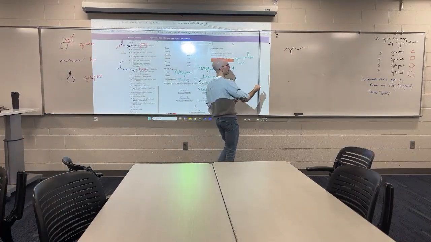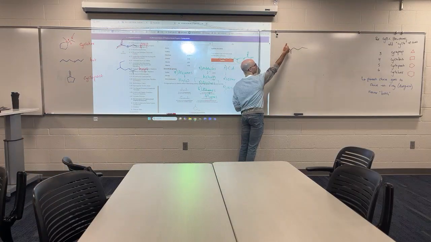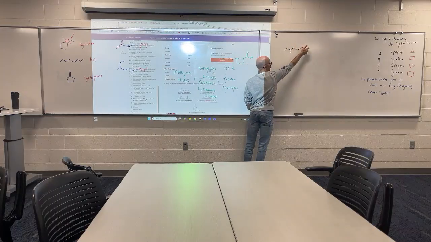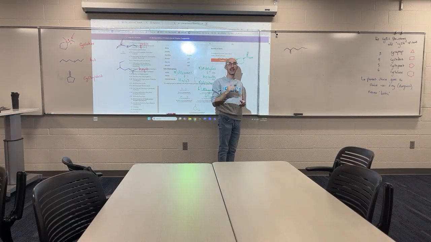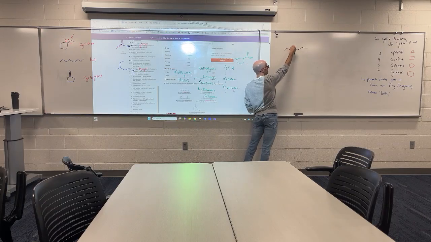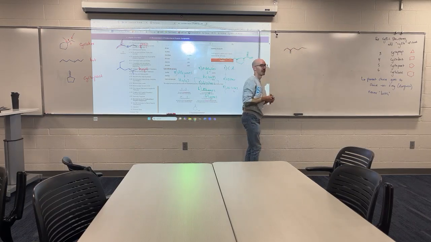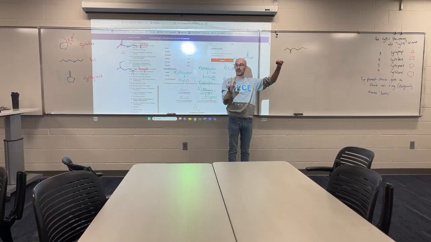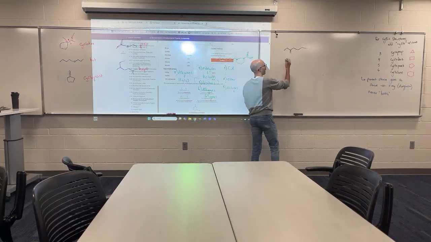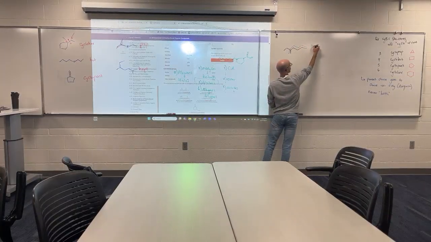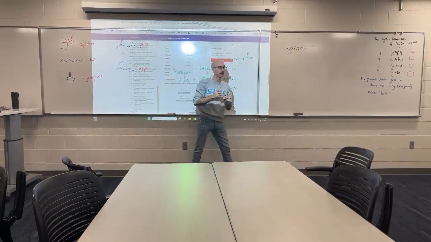I can either go 1, 2, 3, 4, or 1, 2, 3, 4, 5, 6. 6. Despite the fact that I could go straight across and have 1, 2, 3, 4, 5, 6, 7. There is a 7-member chain, but it doesn't include the alkene. So I have to go with this. Hex is my root.